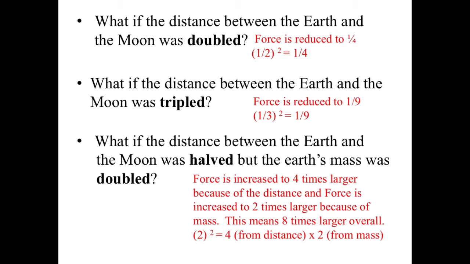What happens if we tripled the distance between the Earth and the Moon? Well, you'd end up having only 1/9 the force of gravity between them. Why? Because if you triple the distance, 3 is inverted to 1/3, and you square it, you now have only 1/9 left of what you used to have.